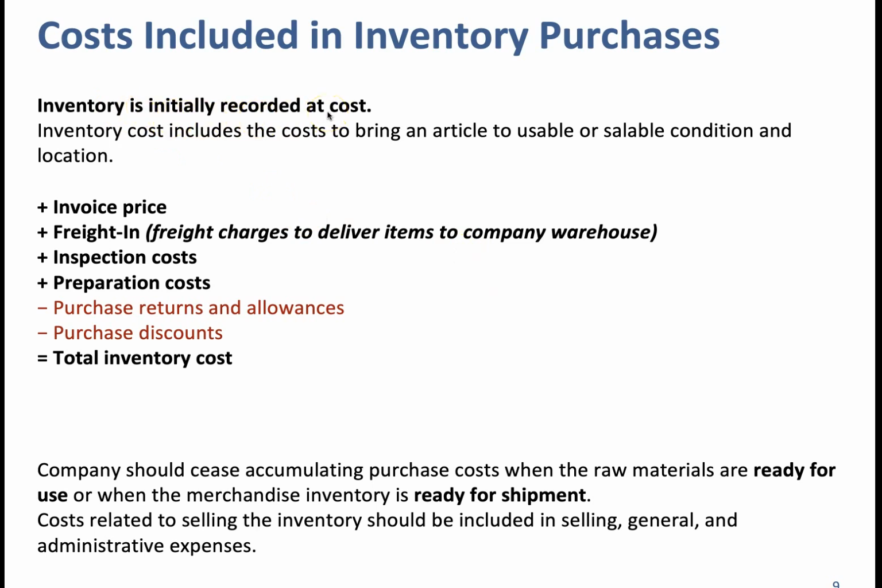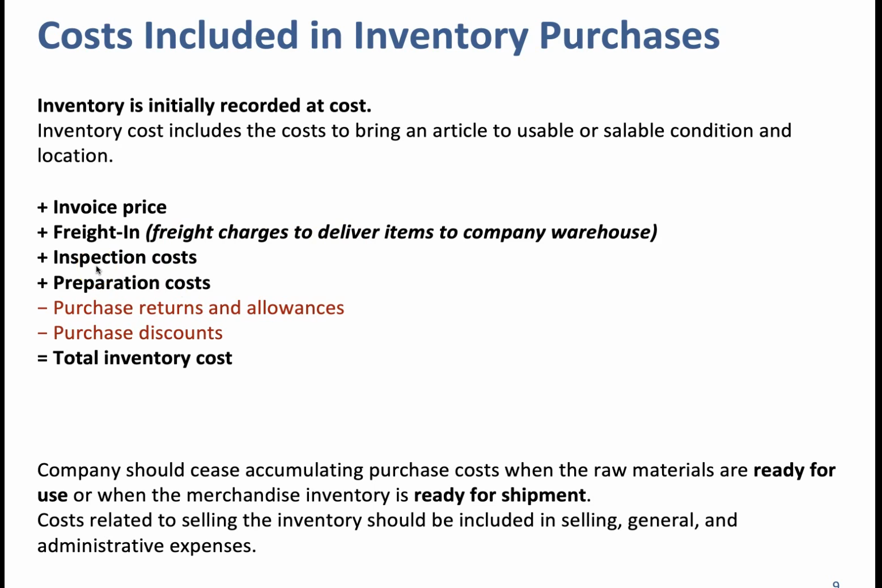So what are the costs related to inventory? The following are the costs that are usually included in inventory purchases. Obviously, the invoice price of the product would be included. You purchase a book which is worth $100, then the $100 should be included in the inventory of the book. When you ship the book in, there is a freight in for delivery. So freight in charges for delivery is another major cost.